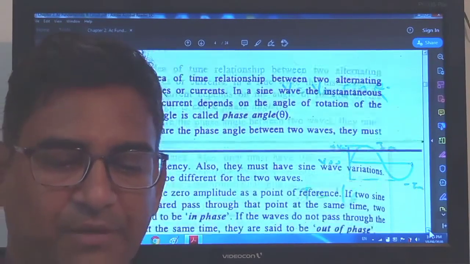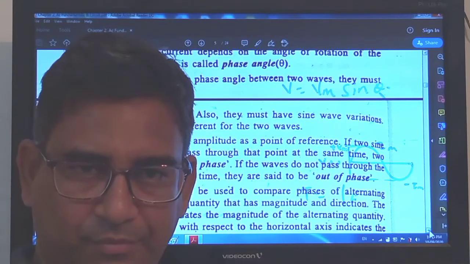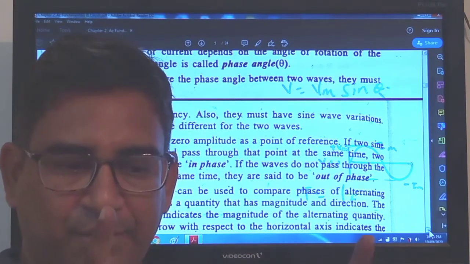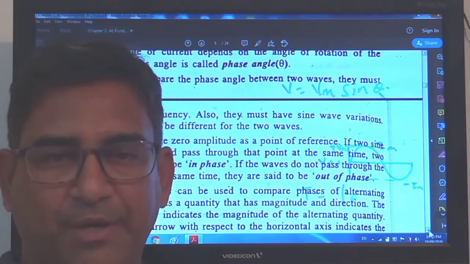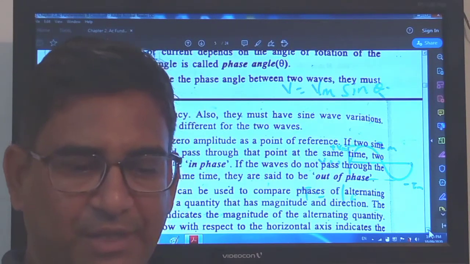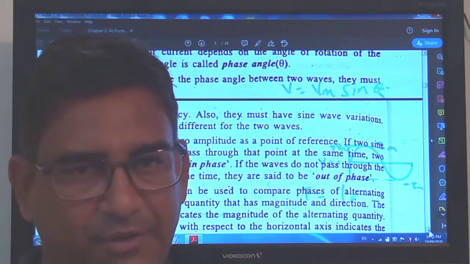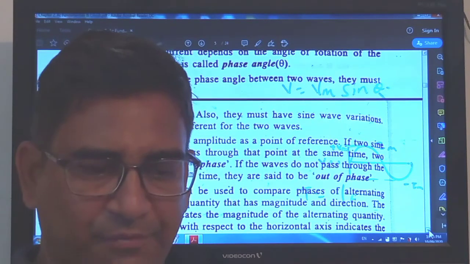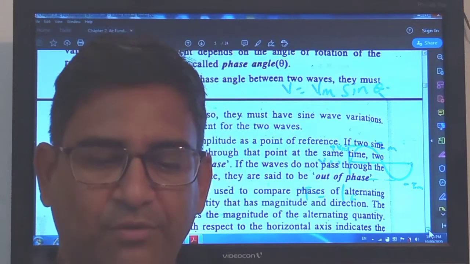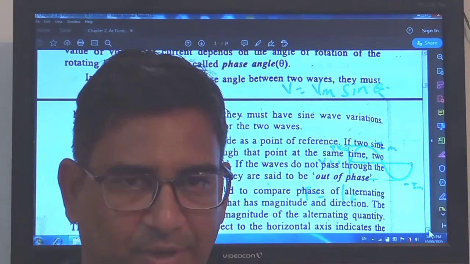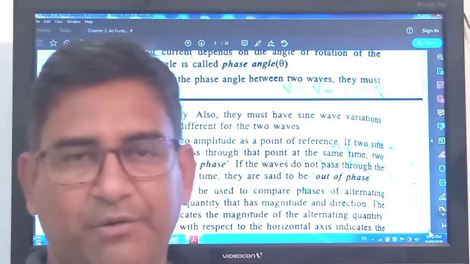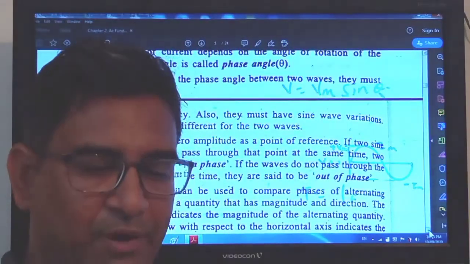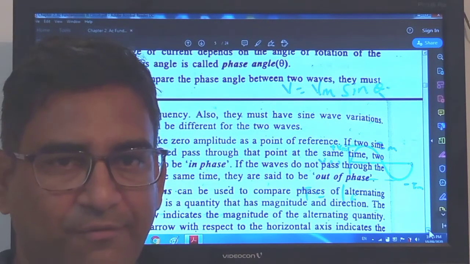In order to compare the phase angle between two waves, they must have the same frequency and sine wave variation, but the amplitude can be different. Amplitude should be different. Suppose you have two amplitudes at a particular reference point. If the two sine waves being compared pass through that particular point at the same time, the two waveforms are in phase.